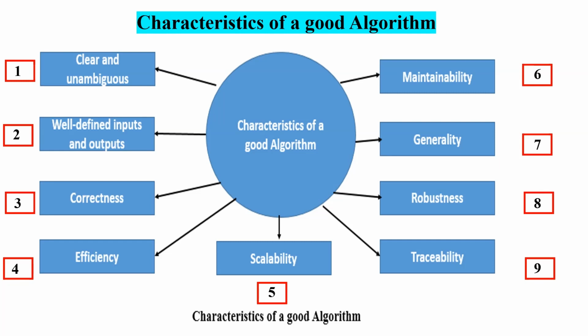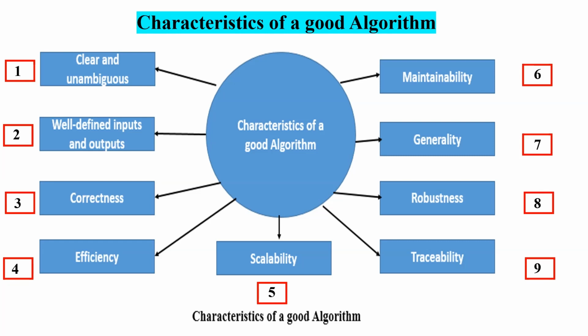Second point: well-defined inputs and outputs. A good algorithm should have well-defined inputs and outputs, and the inputs should be relevant to the problem being solved. Third point: correctness. A good algorithm should provide correct results for all valid inputs. Fourth point: efficiency. A good algorithm should be efficient, that is, it should require minimal time and resources to execute.